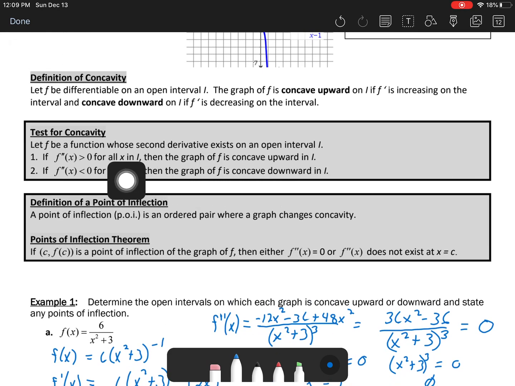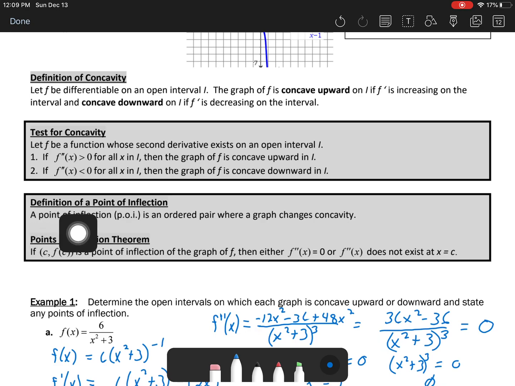Okay, so that's why when we do our tests for concavity, we're actually looking at the second derivative. So if the second derivative is positive in that interval, then the graph is concave up, because the first derivative being increasing would mean that the second derivative is positive. So the derivative of the derivative would be positive. And then for concave down, we would see that the second derivative is negative because the first derivative would be decreasing on that interval.